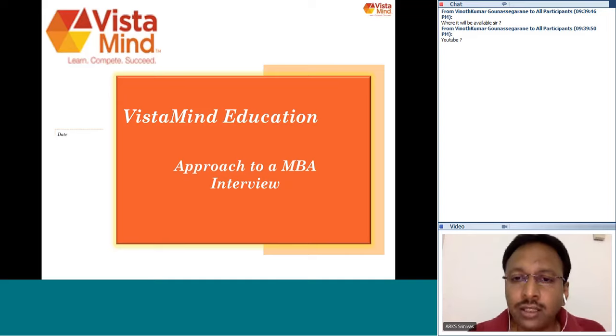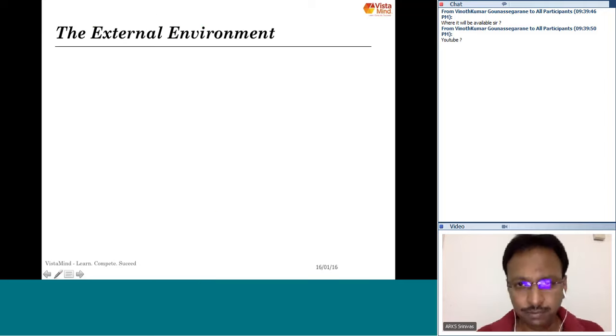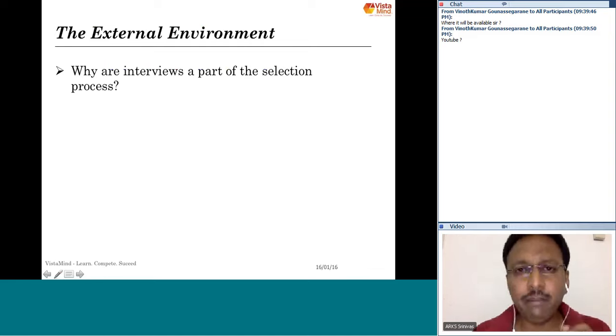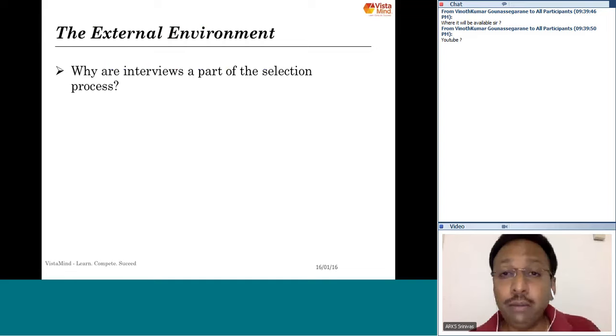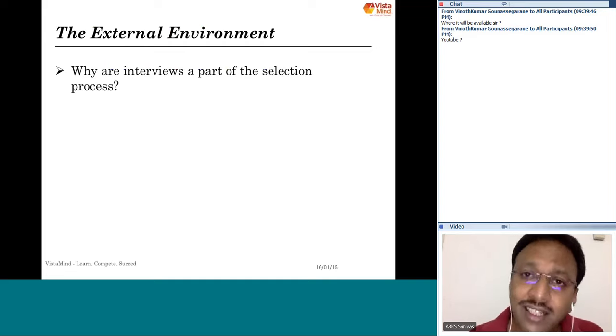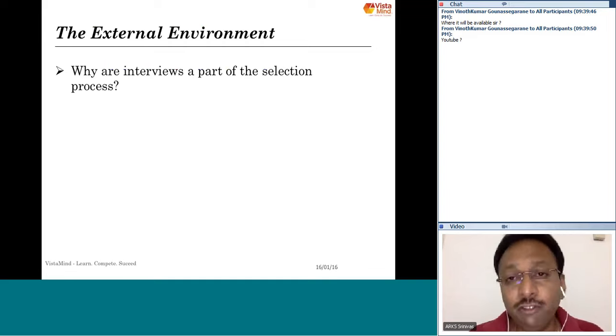So first and foremost, what is important to realize is what is this external environment before we get into the actual interview itself. So let's look at one very, very basic question. Why are interviews a part of the selection process? Interviews are a selection process typically for MBA interviews and probably not for most of the other postgraduate interviews in the world itself, forget about in India.